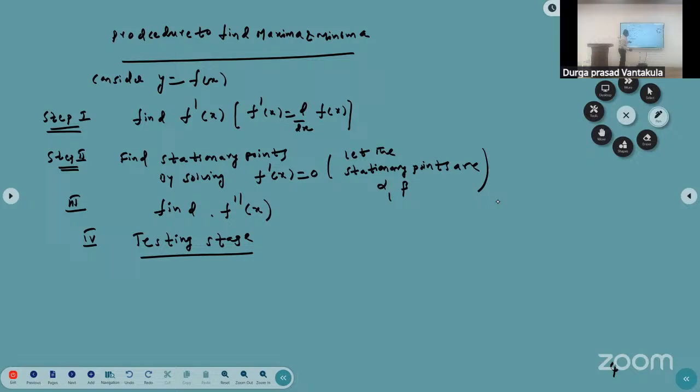Now we are in which stage? Testing stage. Now we are finding which derivative? F double dash. The second derivative is also ready. What is the first stationary point? Alpha. Substitute alpha here. Substitute the first stationary point here. F double dash of alpha.